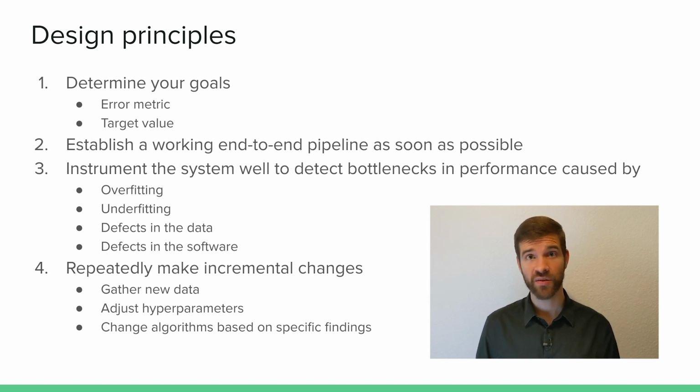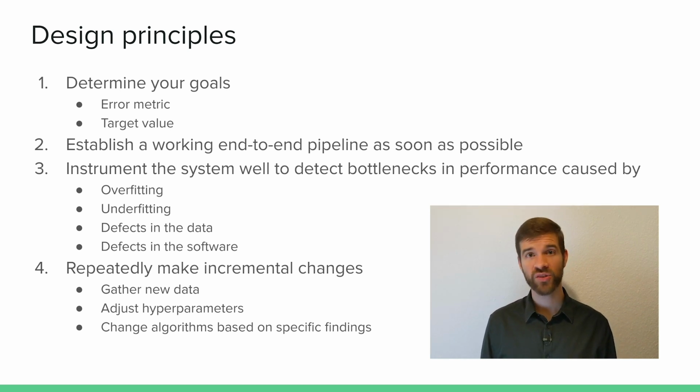Instrument the system to your needs and debug the hell out of it to detect some bottlenecks in performance that could be caused by overfitting. If your model is too powerful here, then what would you do? You would add some regularization. If it's underfitting, you would try to increase the capacity. And of course, there can be defects in the data itself that you're training on, some noise, some incorrectly classified samples, or defects in the software. Your data loader is loading the wrong images. It's loading it from the wrong directory. It's loading always the same image instead of from different directories. So all of these defects you should be able to spot and debug as soon as possible.